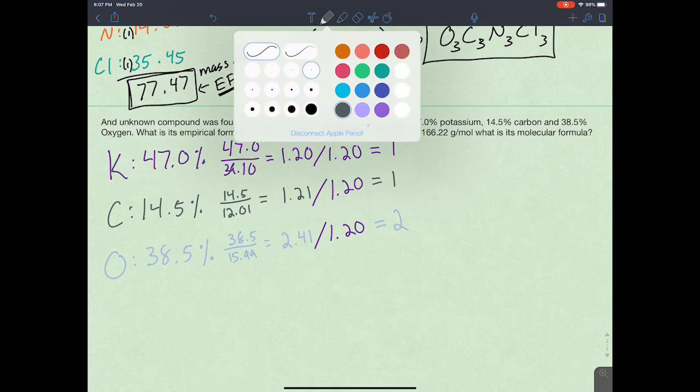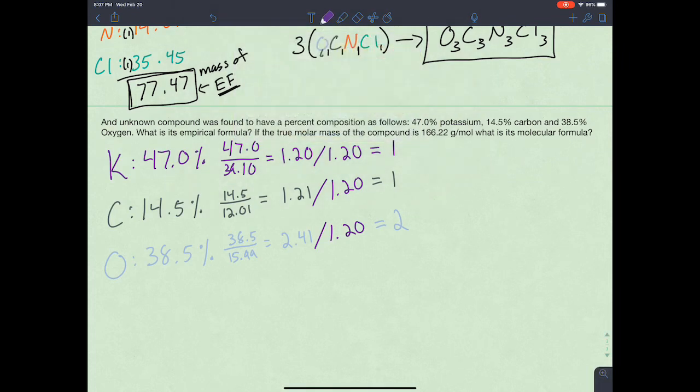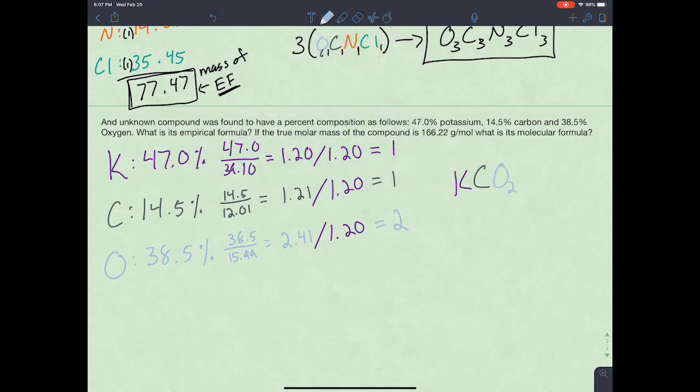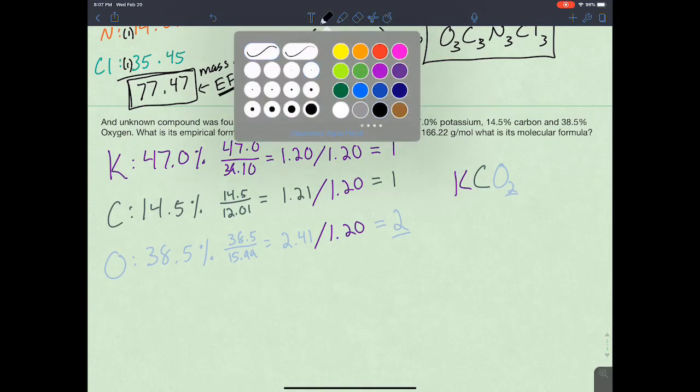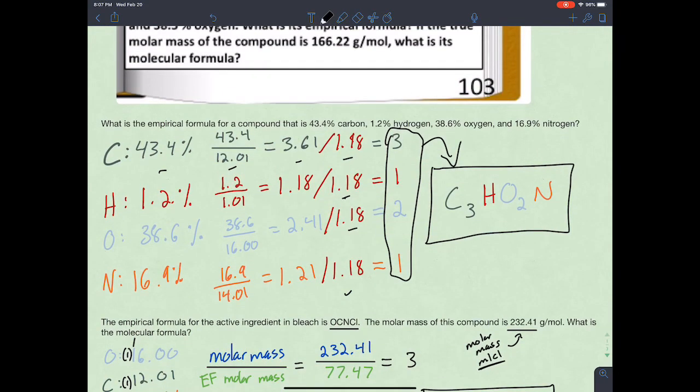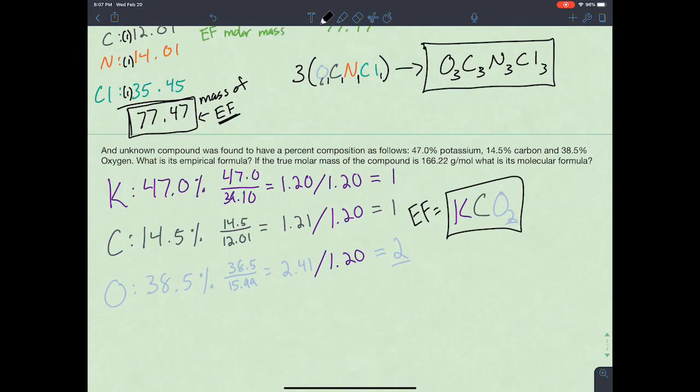So our formula is going to be as follows. The empirical formula will be potassium once, carbon once, and oxygen twice. Okay, so I took this 2 and I put it here. The other ones have 1s. So this is our empirical formula. All right, so that's the first part of this problem, is finding the empirical formula. That's what this first question was all about. Now, we're given the molar mass of the compound we're looking at, and we're being asked for the molecular formula.